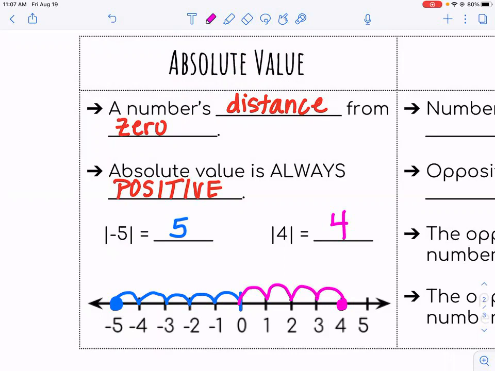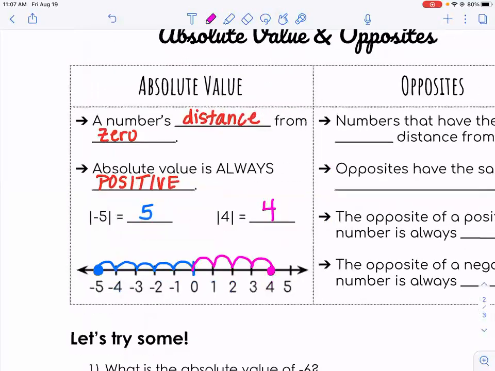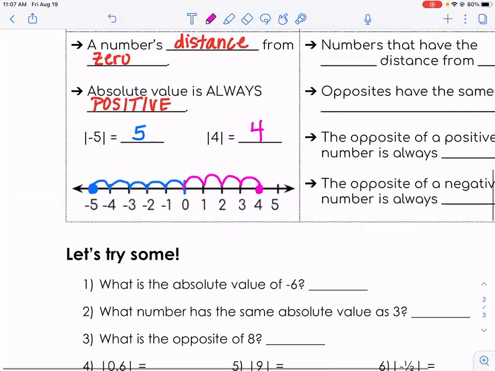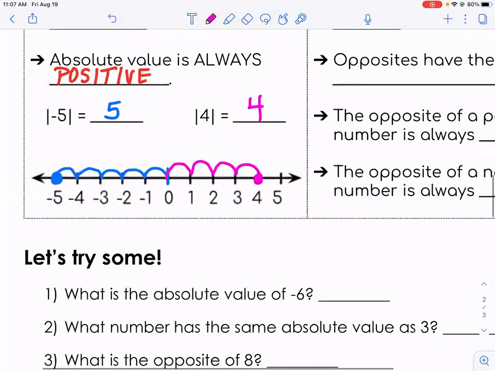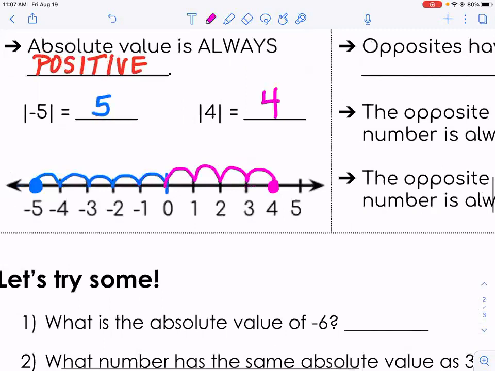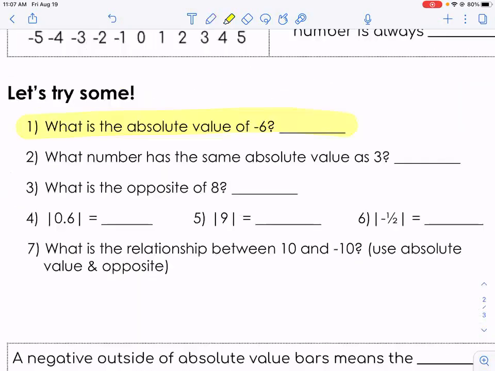So let's come down to here. I want to look at number 1, number 2, and then we'll talk about these right here.